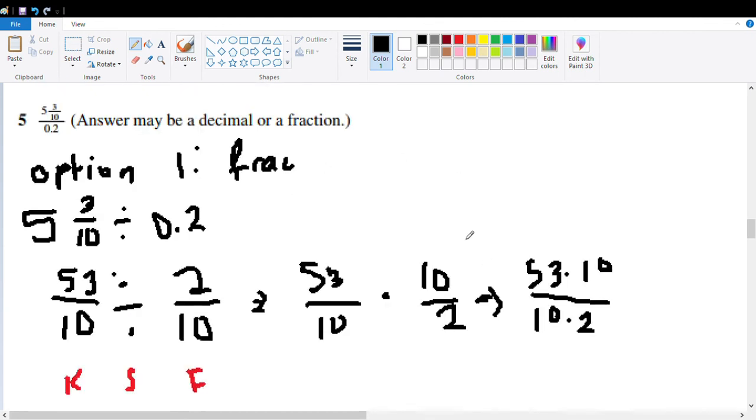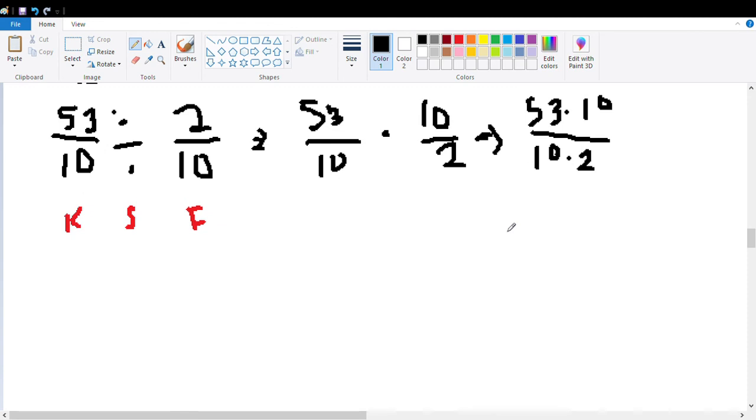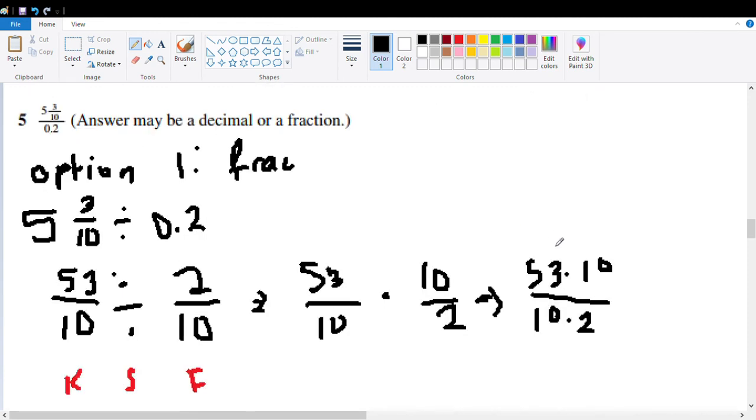Note that, I'll talk about that later. Let's do this first. Now cross out common factors. 10 is the common factor of 10, so both become 1. Is there anything else? Is there a common factor between 53 and 2? Nope. So we're just going to multiply across. It's going to give us 53 over 2. And that's it.